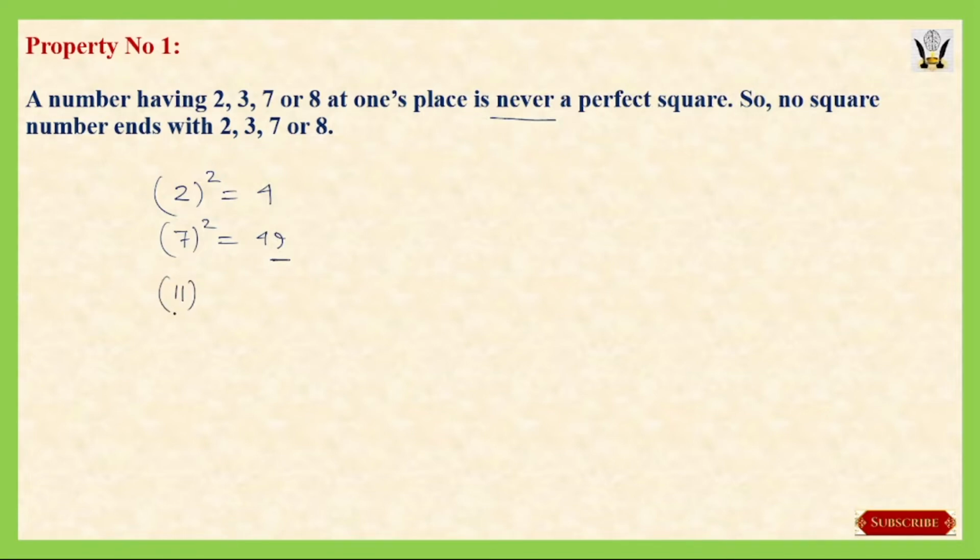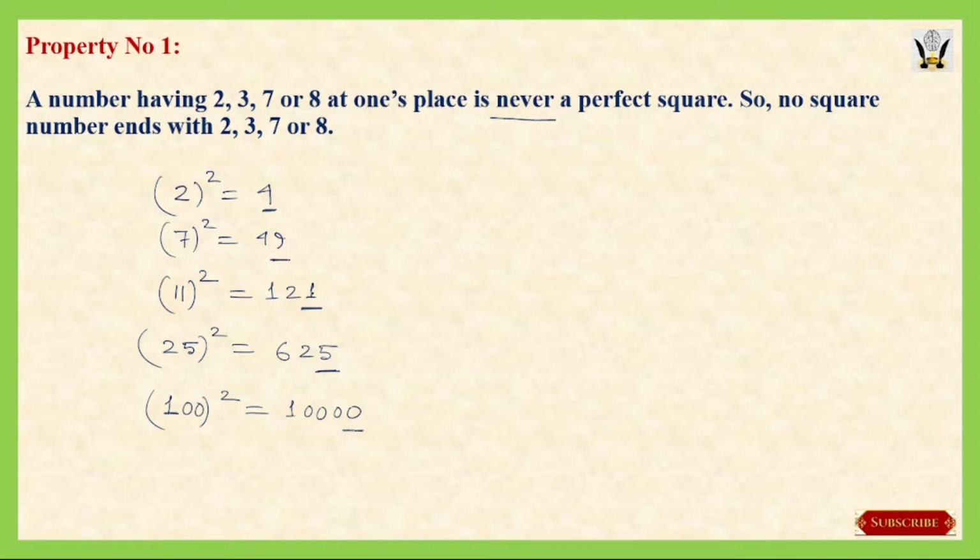Now if I choose 11, then the square of 11 is 121, so at units place is 1. If I choose 25, the square of 25 is 625, so at units place it is 5. If I choose 100, then the square of 100 will be 10,000, so at units place it is 0. In all these examples, the digits at units place are 4, 9, 1, 5, 0, but none of them is 2, 3, 7 or 8.